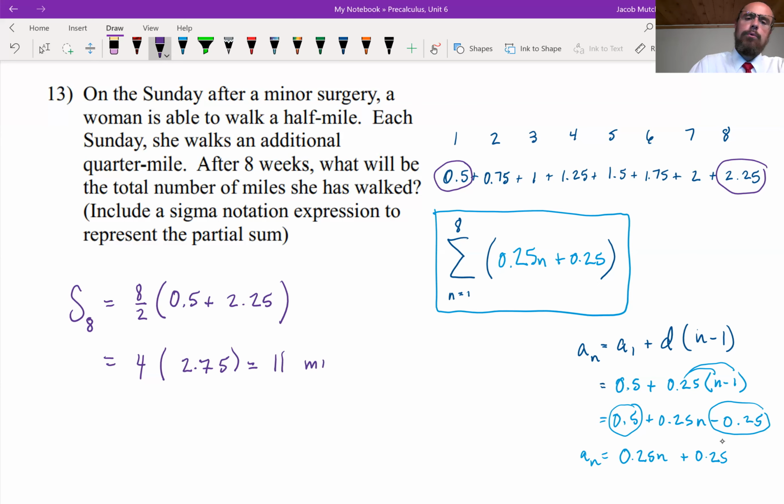And my units here will be miles. So just to tie it to our scenario, the total distance that the woman has walked over a period of 8 weeks is 11 miles.